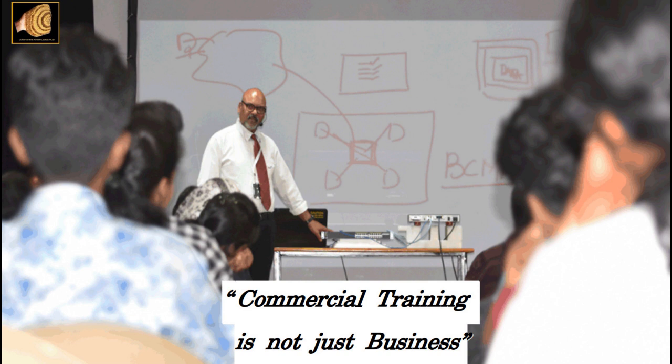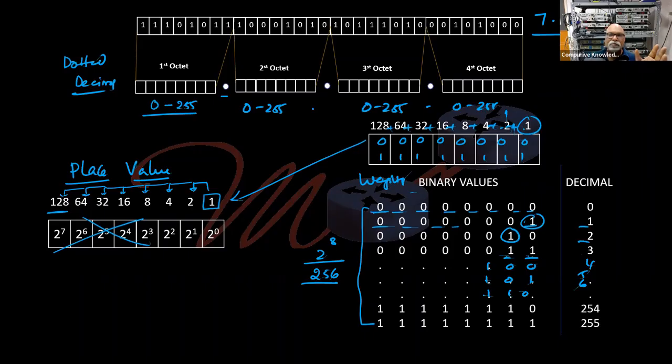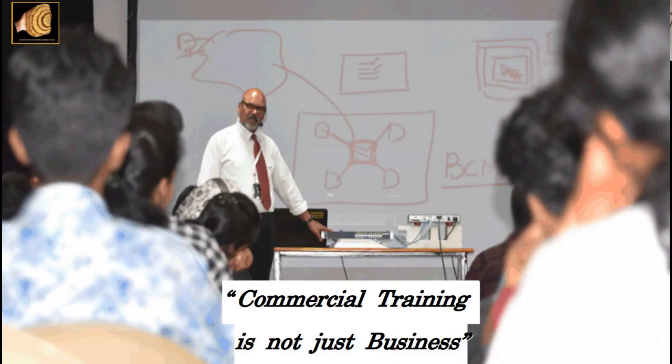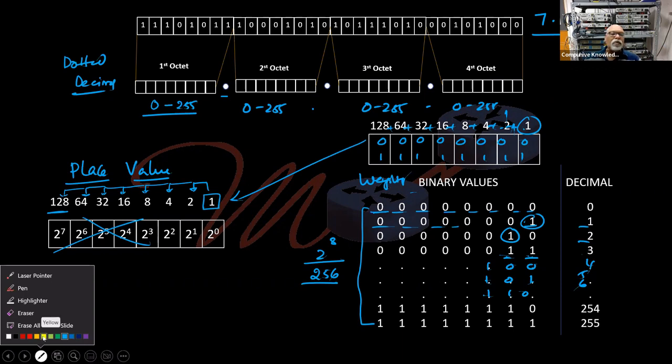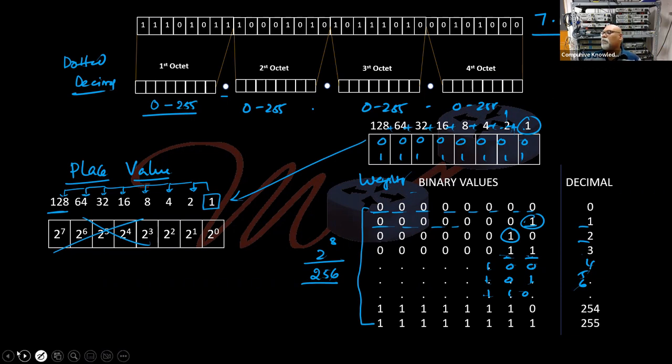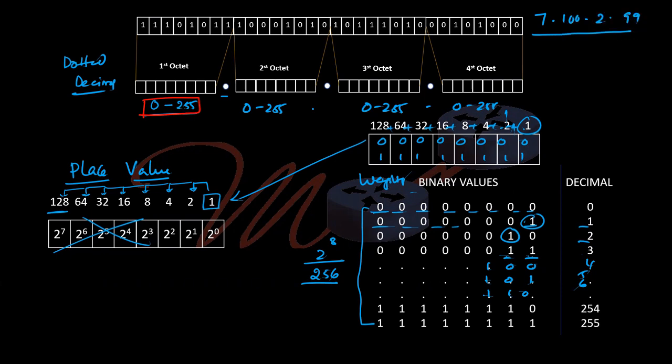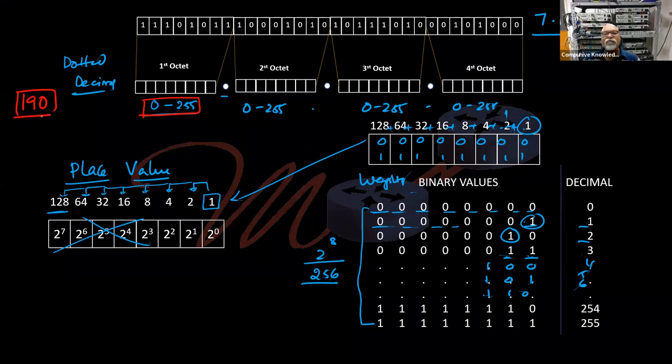Now, nothing to do with this part because you are already there. Right? Do you know how to convert from decimal to binary to decimal? If anybody doesn't know, you should know it. For example, let's say, tell me any number between 0 to 255. Let's convert it. 190. So you want decimal to binary for 190.